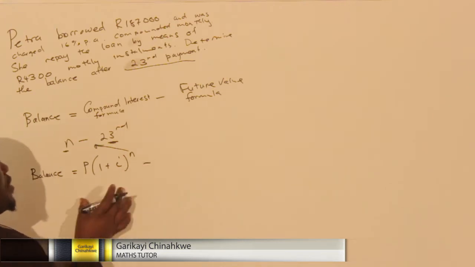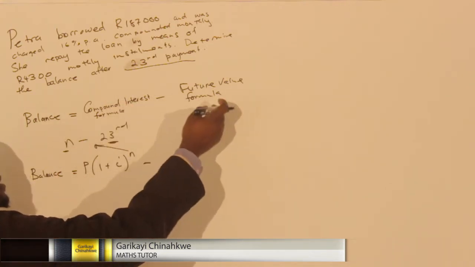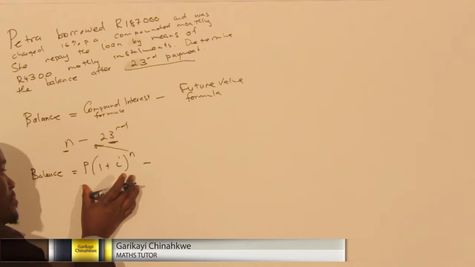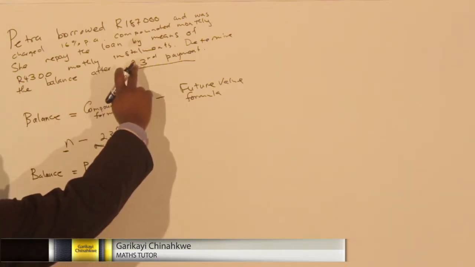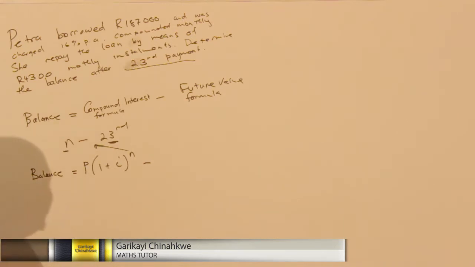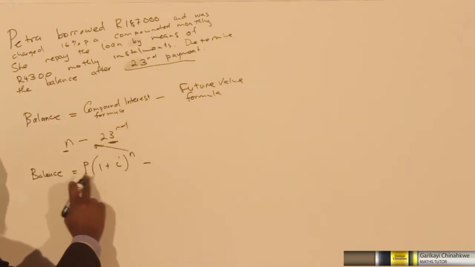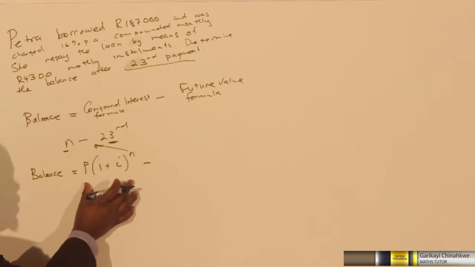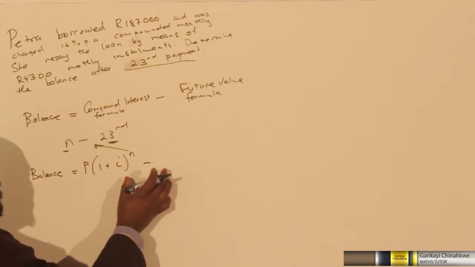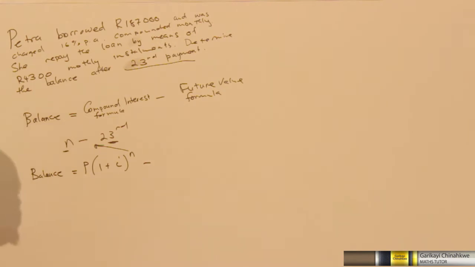Then minus. Why do we say compound interest minus future value? This is the amount that you borrowed, and if you borrow money today, they are going to charge interest, maybe up until the 23rd payment. This amount of money that you borrowed is going to accrue interest up until the 23rd payment. So that's why we say future value. It's compound interest minus future value. Those are the amounts that you are paying.